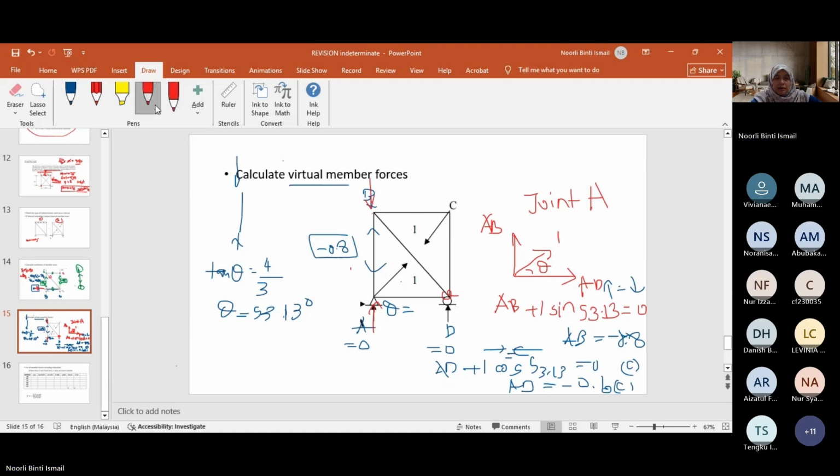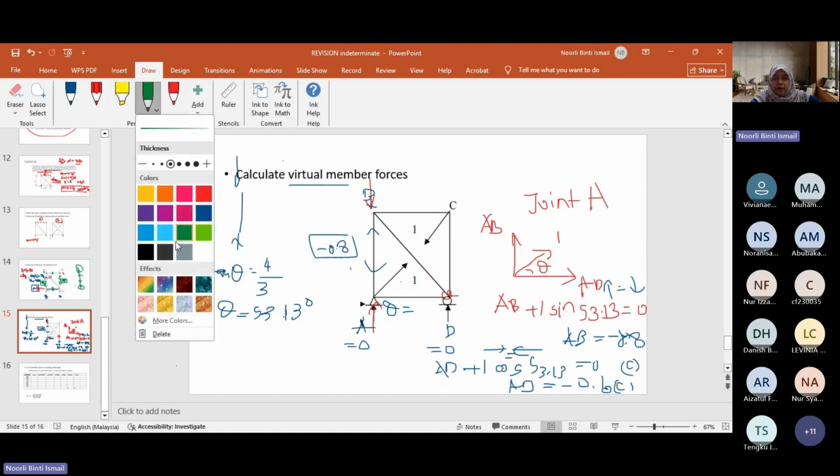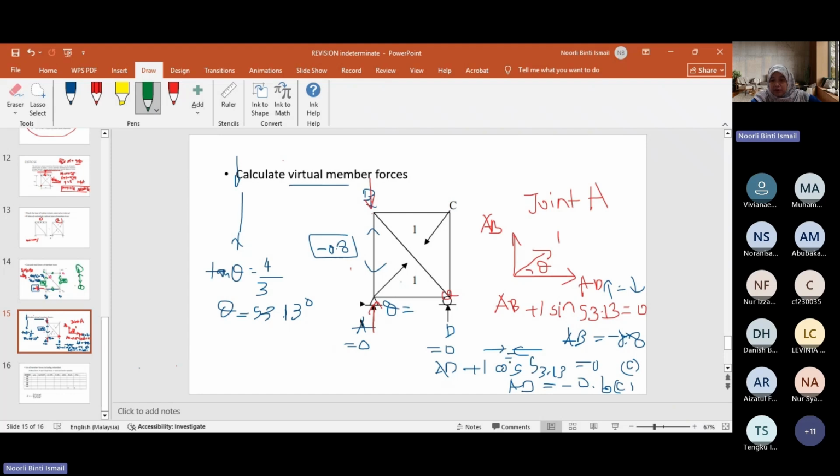Okay. Then, because we don't find yet another member forces. So AD is negative 0.6. So it will be look like this also. This one will be negative 0.6. Right. Okay, how about others? BD, BC, CD.